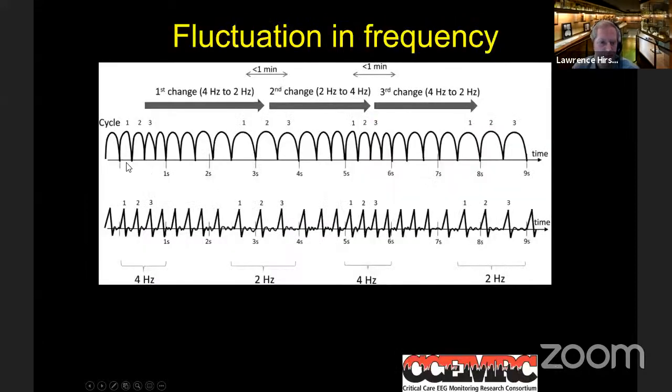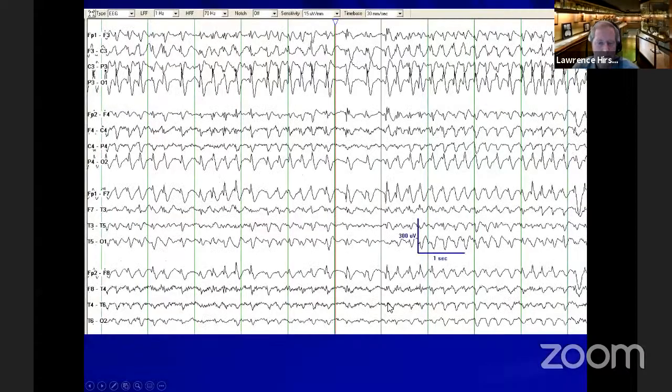Here's an example where it goes from about 4 hertz down to 2 hertz and back up to 4, back down, and 2 different kinds of morphologies doing the same thing. So these would be fluctuating patterns. Here's another example, I just want to make sure people know. This one you don't call periodic discharges or anything like that. This is way over 2.5 per second. This is just electrographic seizure, and depending on the duration might be electrographic status epilepticus.